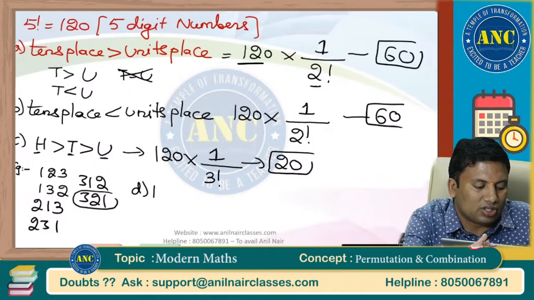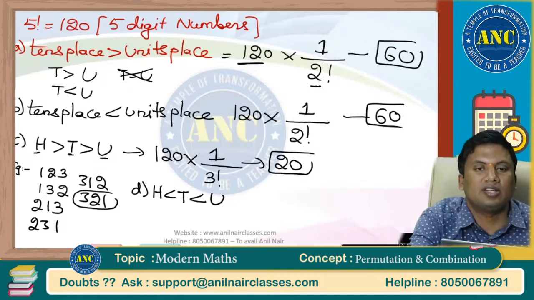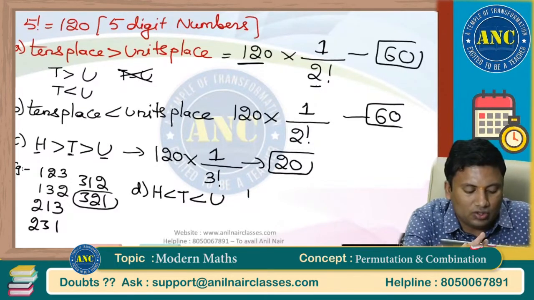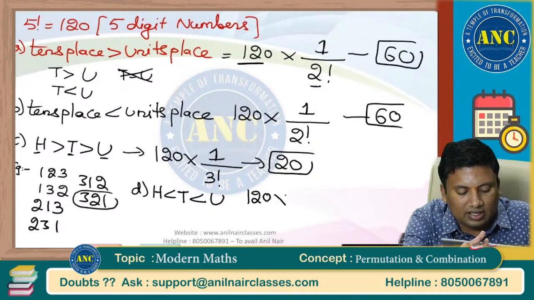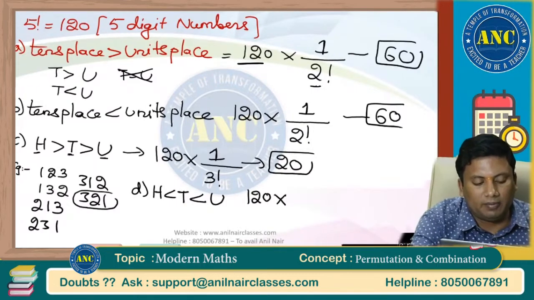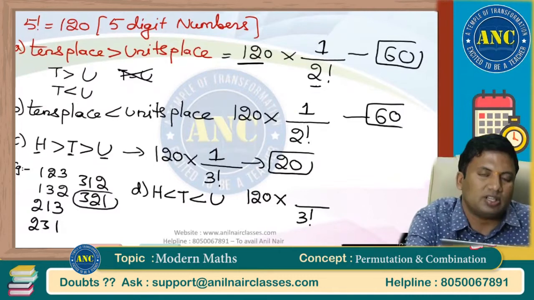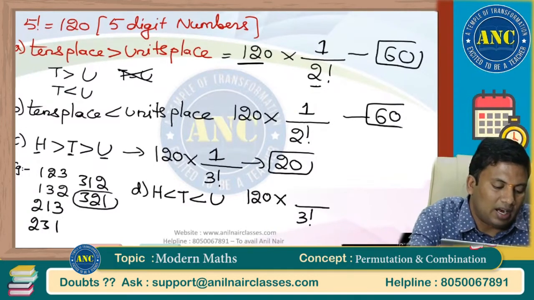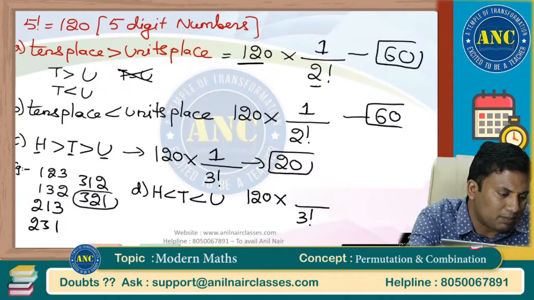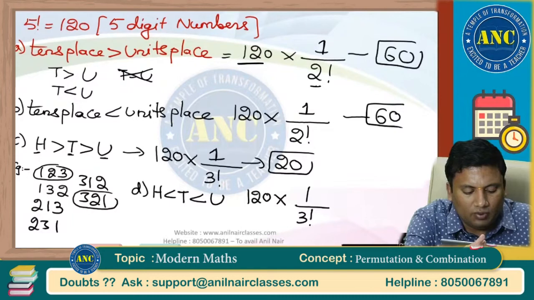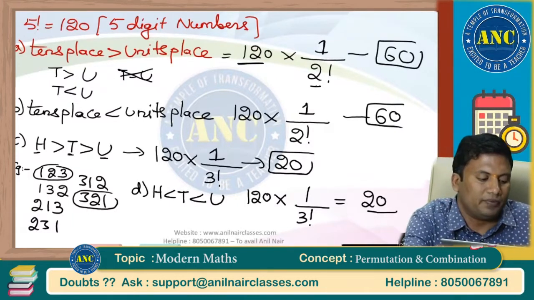Suppose the question is hundreds place less than tens place less than units place. Actually 120 numbers are there. These three place values can arrange among themselves in 3 factorial. Hundreds less than tens less than units. You take this example. Again 1. 120 by 6 is nothing but 20.